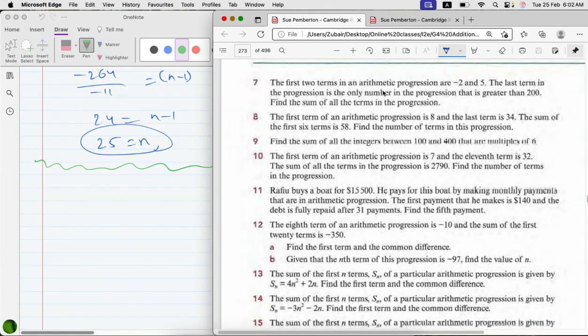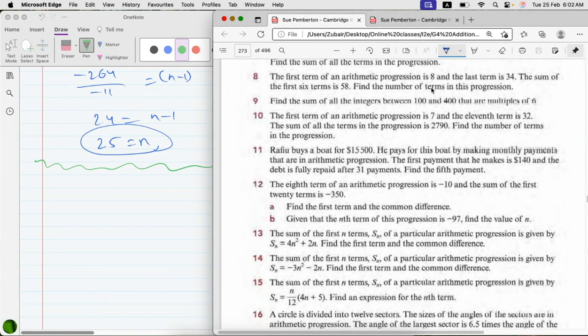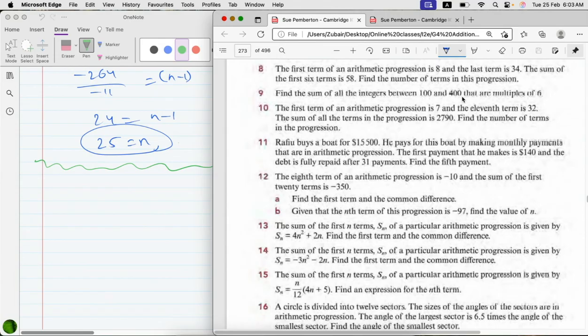The first two terms in an arithmetic progression are -2 and 5. The last term, I think this is similar to question 6. The first term of the arithmetic progression is 8 and the last term is 34. The sum of the 6 terms is this. Find the number of terms in the progression. Let's do this one.